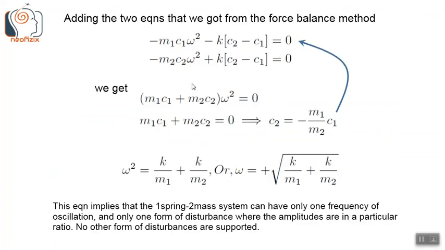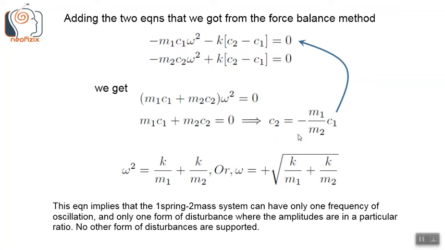Adding these two equations that we got from the force balance method using the sinusoidal solution assumption, we get this equation, which ultimately implies that c2 equals minus m1 by m2 c1. So this minus m1 by m2 is the ratio of amplitudes. c2 by c1 equals minus m1 by m2.